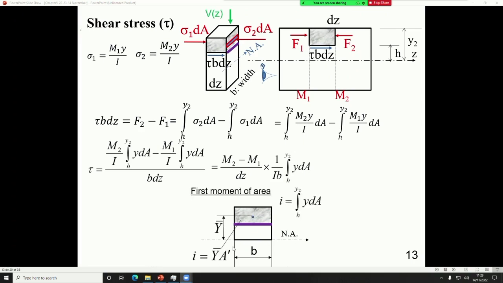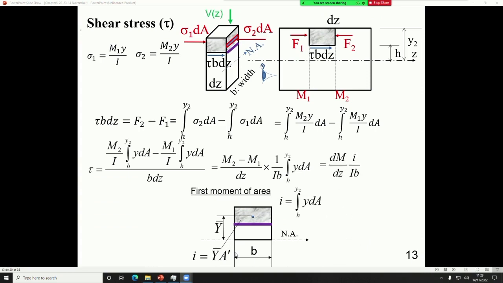And what was the definition of the first moment of area? We can show it as an integral, or it is equal to the area multiplied by the centroid of this gray region with respect to the neutral axis, which is y bar times A prime. I showed it with a prime. I use A for the whole section. A prime is this gray region.